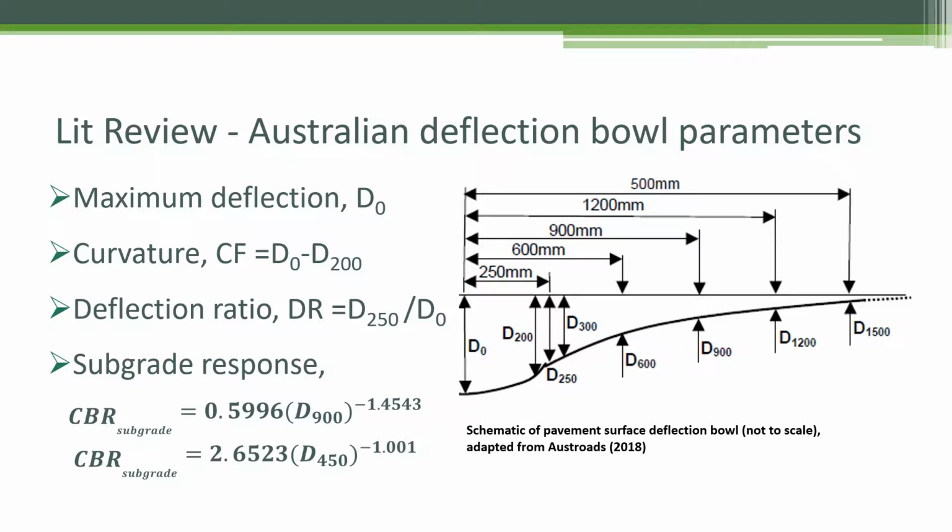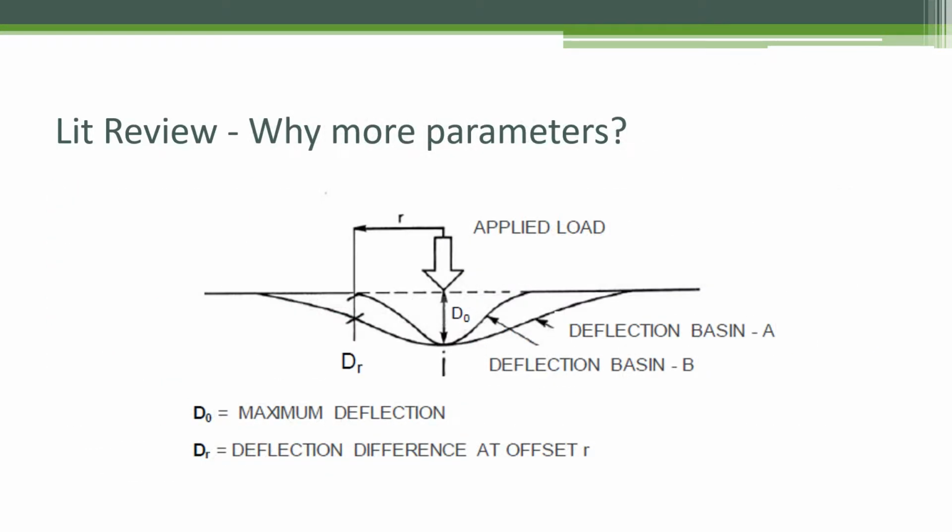Now, as can be seen in the graph, these parameters use a very limited amount of information from the deflection bulb. The question arises, is there a reason to use more deflection bulb parameters? The risk with using only the maximum deflection to assess the pavement's overall structural capacity is that it is possible to have identical maximum deflections for pavements at different structural capacity, as shown in the figure presented in this slide.